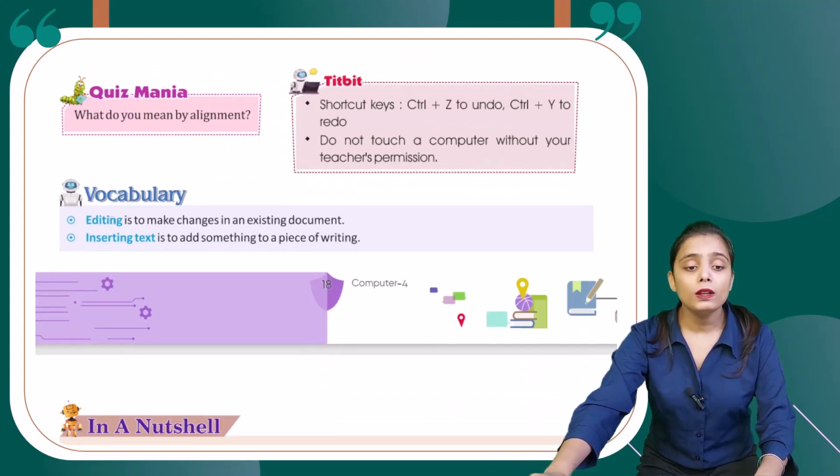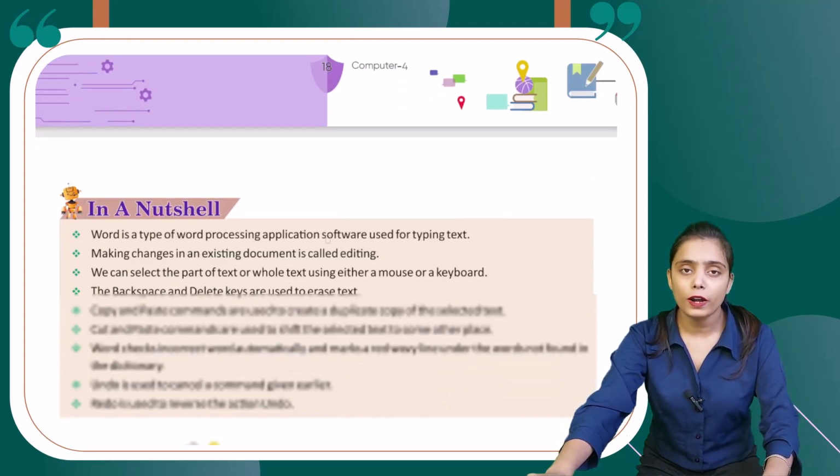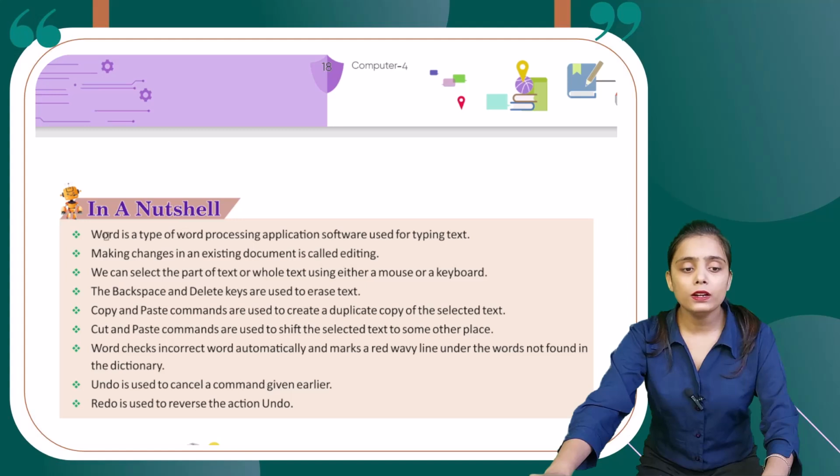Okay, now let's see vocabulary. Editing is to make changes in an existing document. Inserting text means to add something to a piece of writing. Is it clear? Now let's see in a nutshell, what is a word processing application software used for typing text.